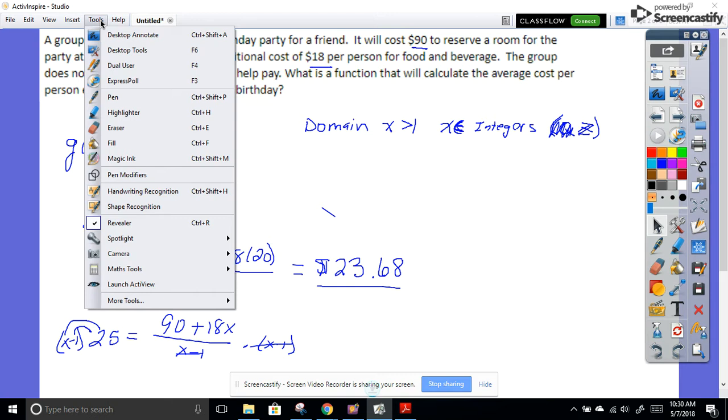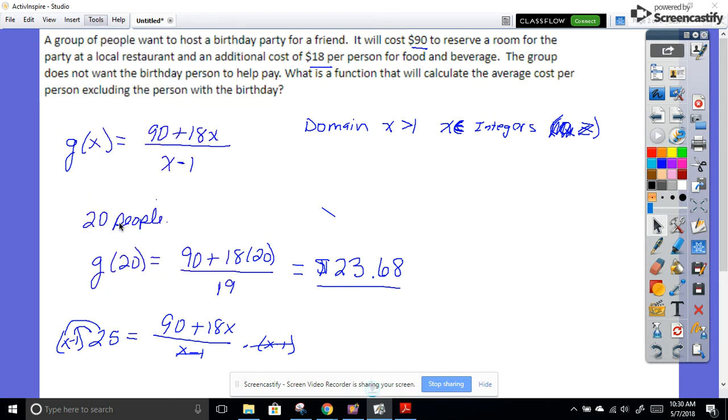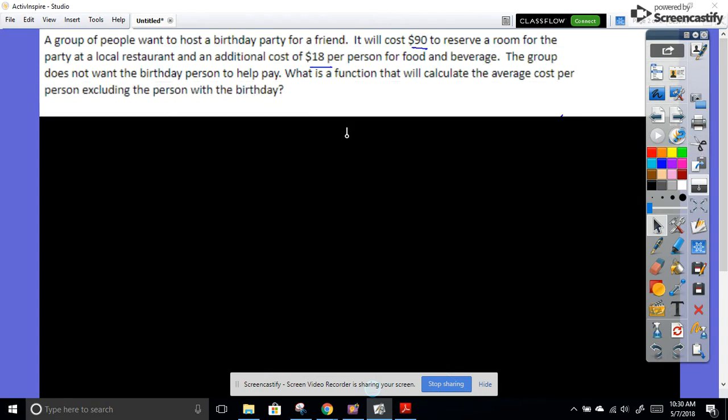Where was the little revealer? There it is. Okay. So here we go.